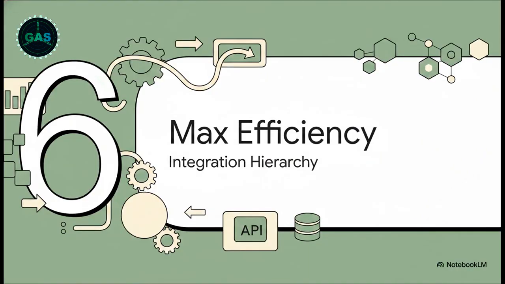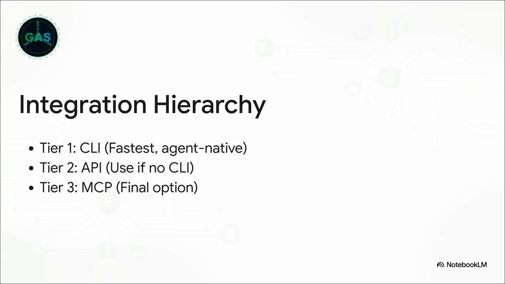Section 6. Max Efficiency. The Integration Hierarchy. So, how should you structure your agent's toolset moving forward? Treat this hierarchy as your ultimate operational checklist. Always prioritize a CLI first. They are the fastest, leanest, and most native to your agent.